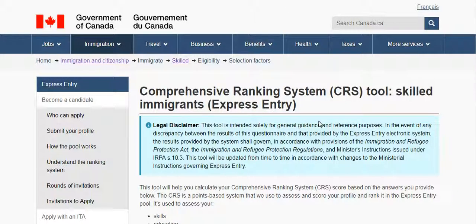So, moving to the next point, we are here to calculate the CRS score, and for that, I'm taking you to a tool called the Comprehensive Ranking System tool that has been designed by the government of Canada itself, and it's basically for skilled immigrants for the Express Entry system. Whether you are a skilled immigrant or not, for that you need to Google. But for example, I can tell you that Indian lawyers are professional skilled workers, and they belong to skill category A, and their NOC number is 4112.